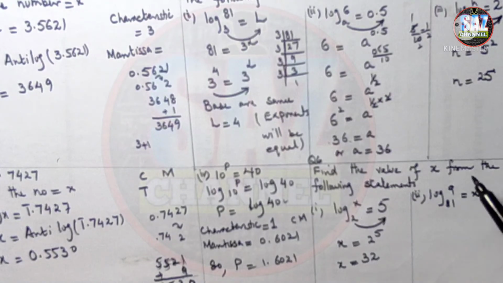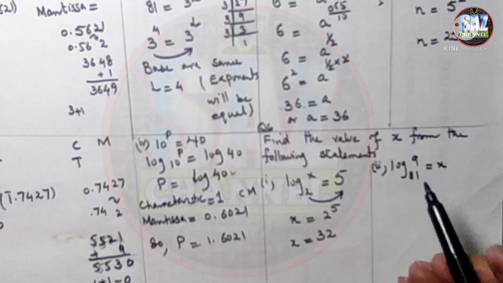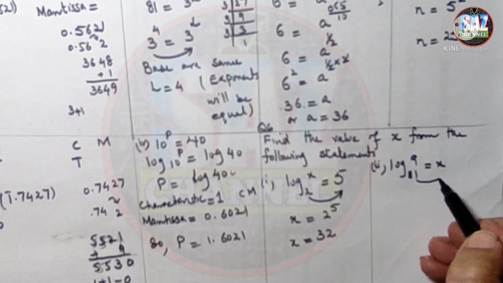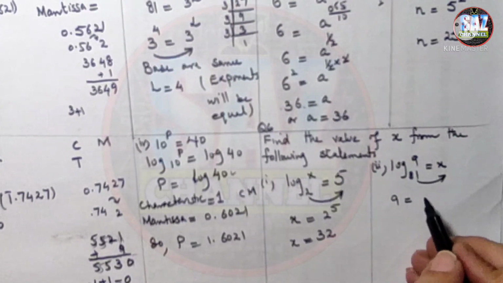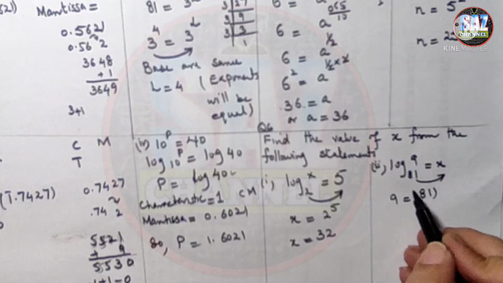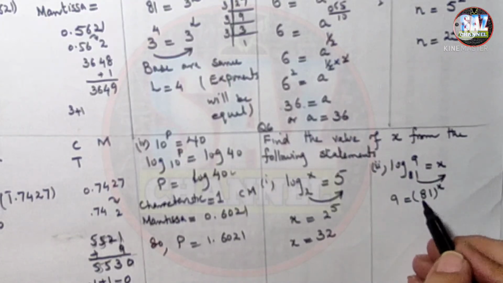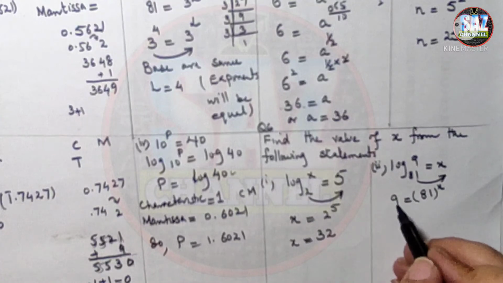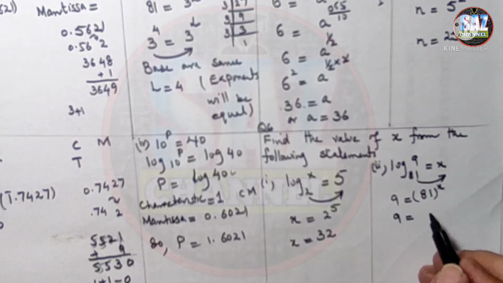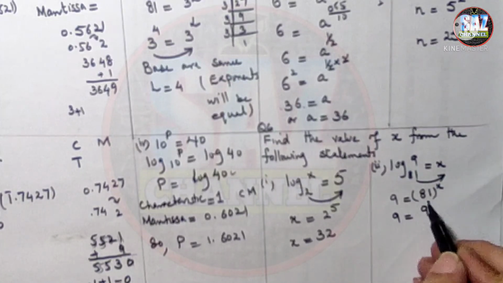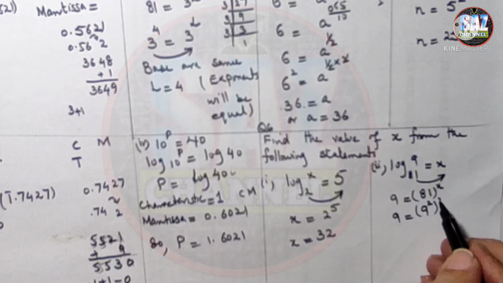And the next one is log 9 to the base 81 equals x. Again, turn it into exponential form. 81 raised to the power of x. Now look, 81 is a composite number. Here we have the base 9. So for 81, how many times do I have to multiply 9? 9 two times, 9 square.